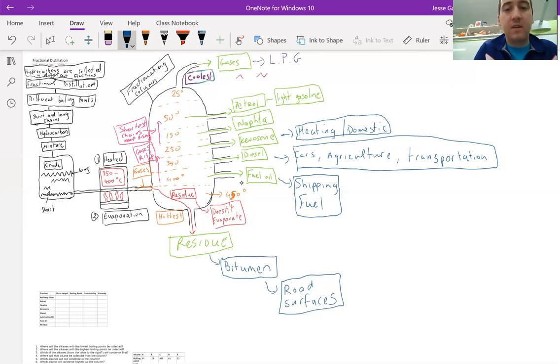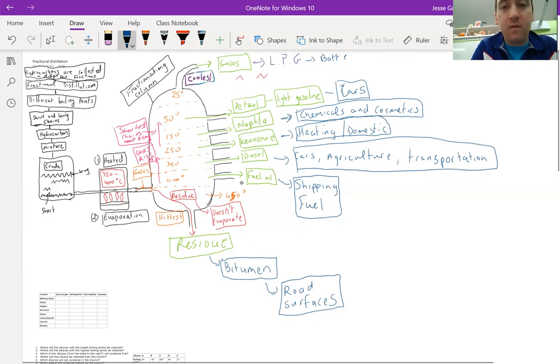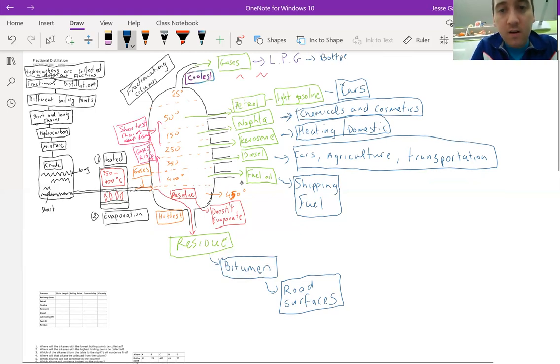Okay. Naphtha is what we call a feedstock. So it's the beginning material for all chemicals and cosmetics. Okay, so chemicals and cosmetics. Petrol is mainly for cars. It's a fuel for cars. And LPG is what we call bottled gas. Bottled gas. It's used mainly for cooking.